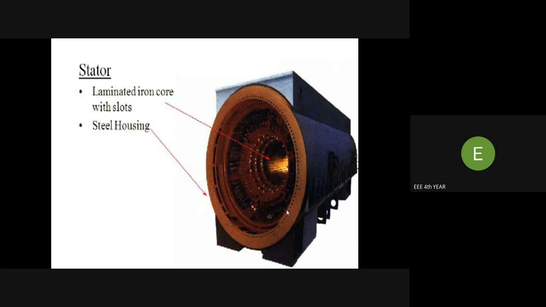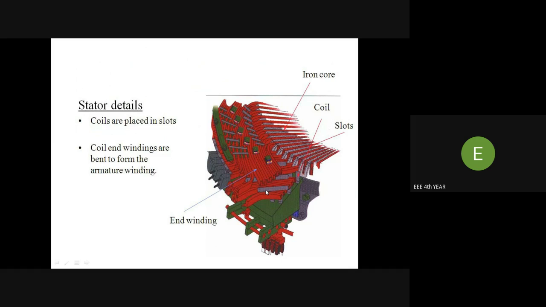So this diagram indicates only the stator part, showing the stator core, a laminated iron core with slots. It is a steel housing. Inside of the steel housing, we can include the stator core. Stator windings are there. You can zoom the stator part.